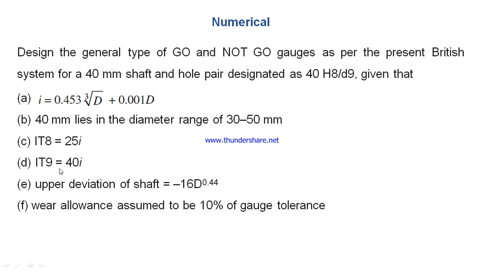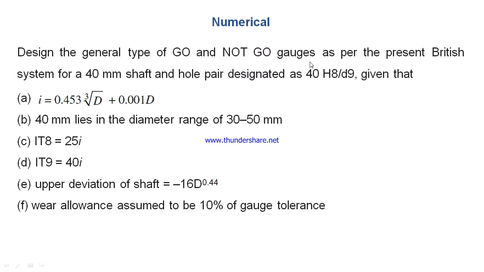IT9 grade having a tolerance of 40I. The upper deviation of the shaft is equal to minus 16 D raised to 0.44. Wear allowance assumed to be 10% of the gauge tolerance. So before solving this particular problem, you must know what is 40H8D9.